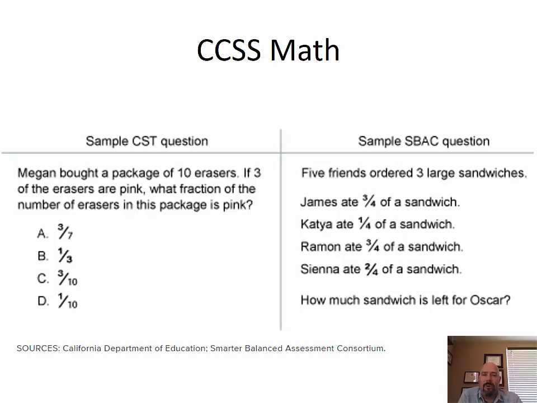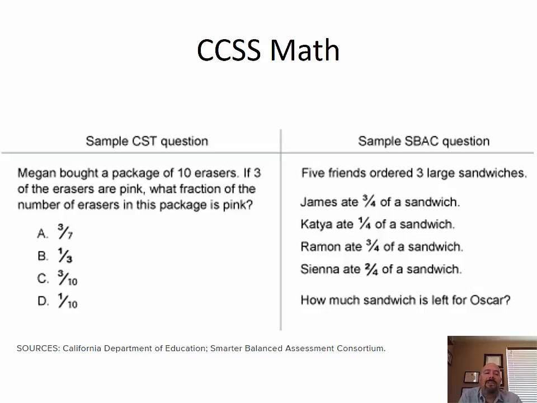So here is an example of a question that compares the old math standards to the new standards, and I believe this is either 4th or 5th grade. If you look on the left, here's the CST question, and you'll notice a few things about it. Megan bought a package of 10 erasers. If 3 of the erasers are pink, what fraction of the number of erasers in the package is pink? So you'll see this is very much a definition question, and it's trying to see if I can understand what a fraction is, and I have my choices there, and I pick my choice and I move on.